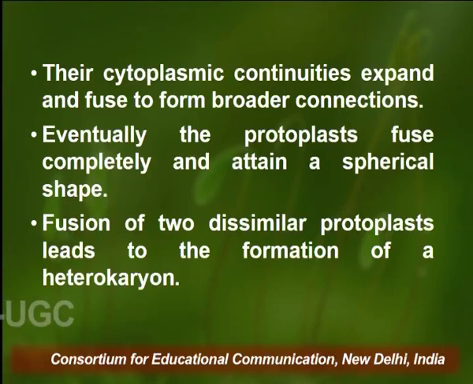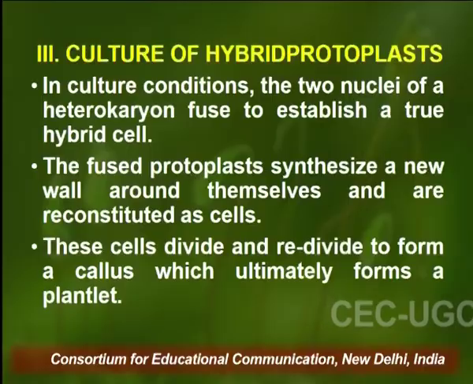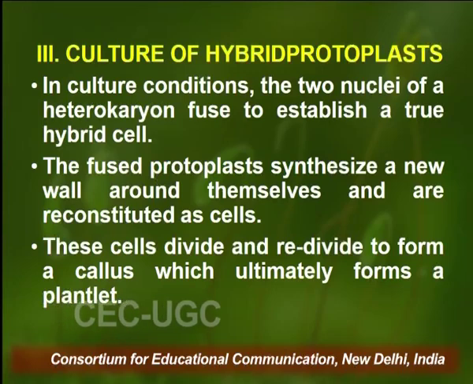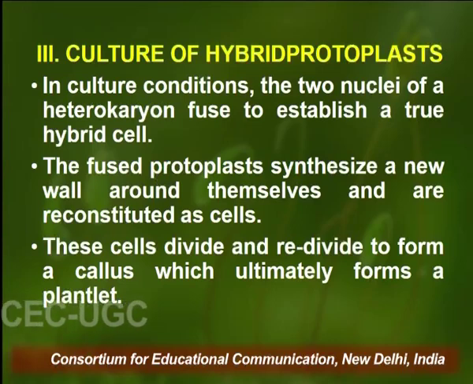Fusion of two dissimilar protoplasts leads to the formation of a heterokaryon. Now, this heterokaryon is the one which is formed, and the last step is the culture of these hybrid protoplasts. The hybrid protoplast is obtained by fusion of two protoplasts from two different species, and they are now put under culture conditions. Two nuclei of the heterokaryon fuse to establish a true hybrid cell. The fused protoplasts synthesize a new wall around themselves.